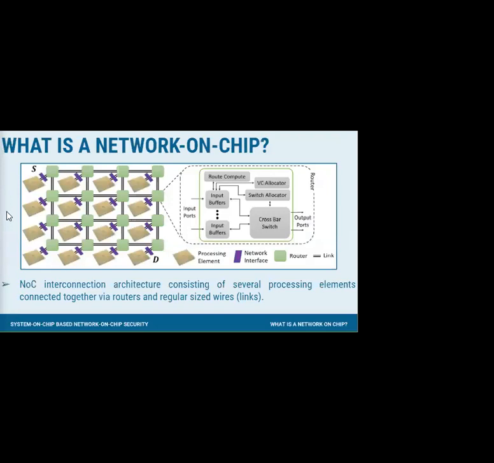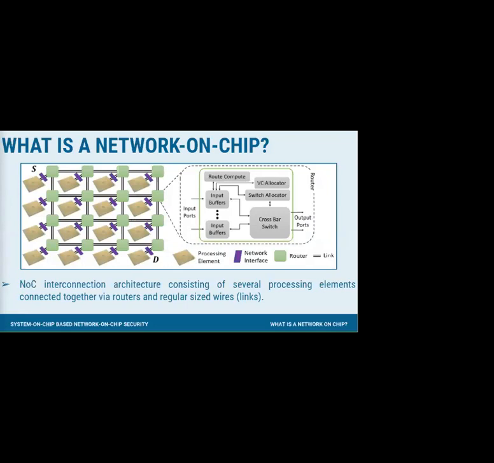So this is an example for you to get to know what a network on chip is. This is an example network on chip interconnection architecture consisting of several processing elements connected together via routers and regular size wires. So now you have an idea about what a network on chip is, what a system on chip is, and what IP cores are.